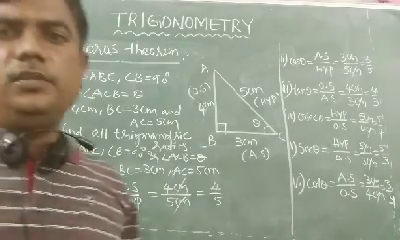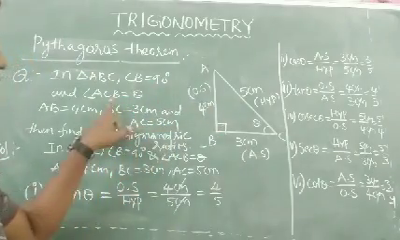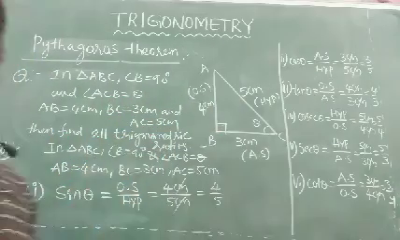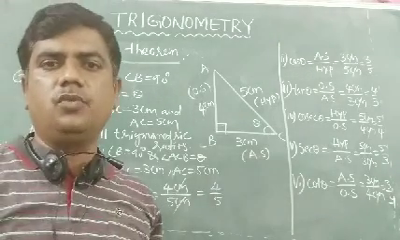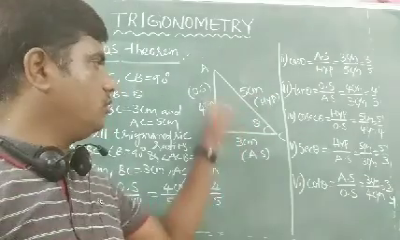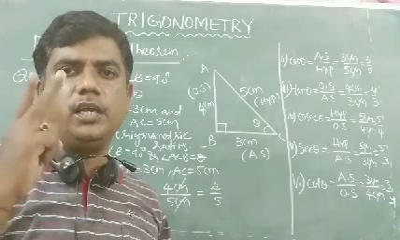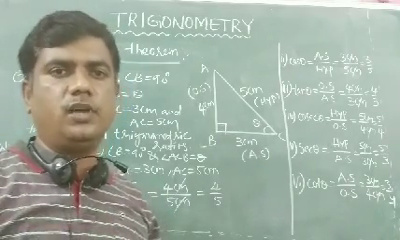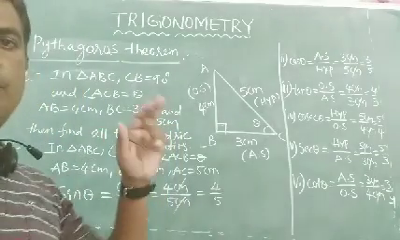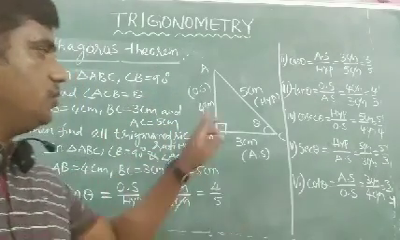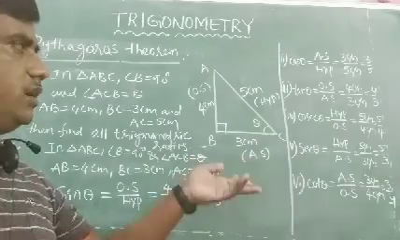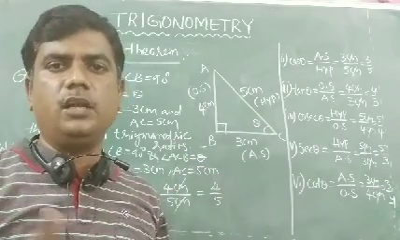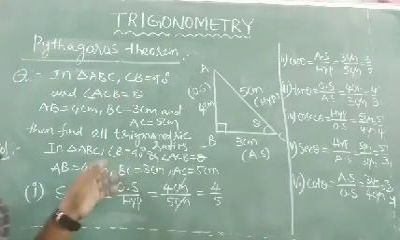But in this question, 3 sides of a right angle triangle are given, AB, BC, AC. In some sums they will give only any 2 sides out of these 3. They will not give the third one. So they will ask questions like this. In that case, first we have to find the unknown side of the right angle triangle by using the Pythagoras theorem. Then after that we have to find the ratios like this.